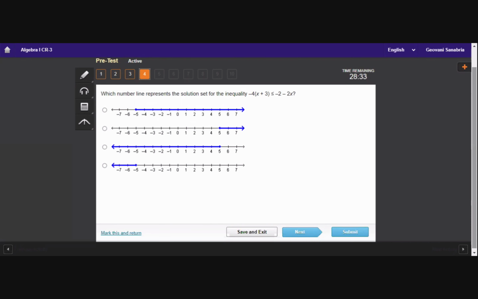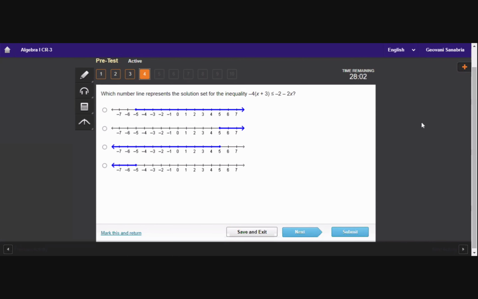So it should be negative 5, I think. Right? Yeah. Negative 5 less than or equal to x. So it'd be the second one. No, because the dot should be on the negative 5. So it's either the first one or the last one. It's less than, so it would be the first one.